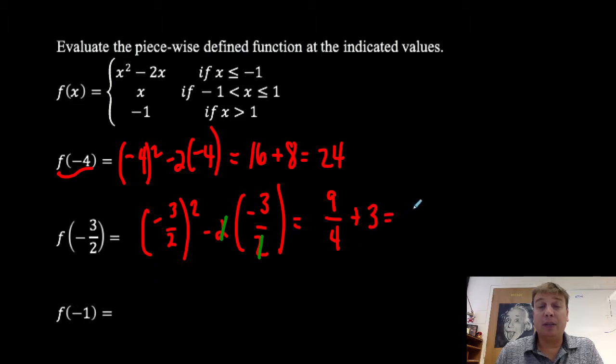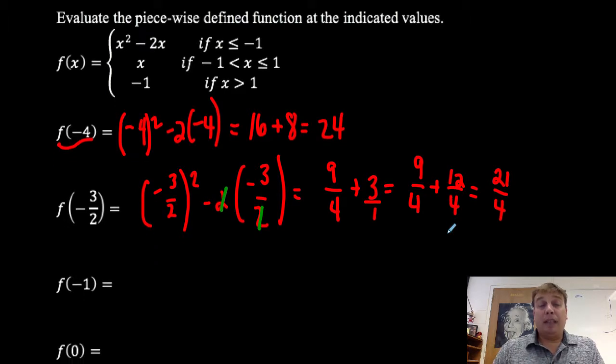Well, I can't add those as they are, so I have to get common denominators. If this is 3/1, just refreshing our memory, I need a 4 here. So I take the 1 times 4, which means I take the 3 times 4, and I get 12. 21/4 is the value of the function.